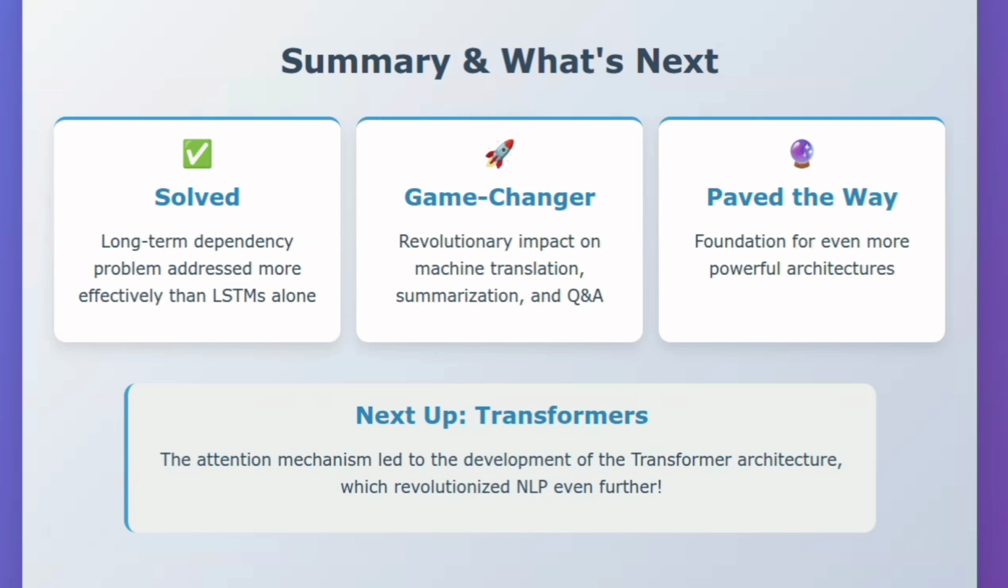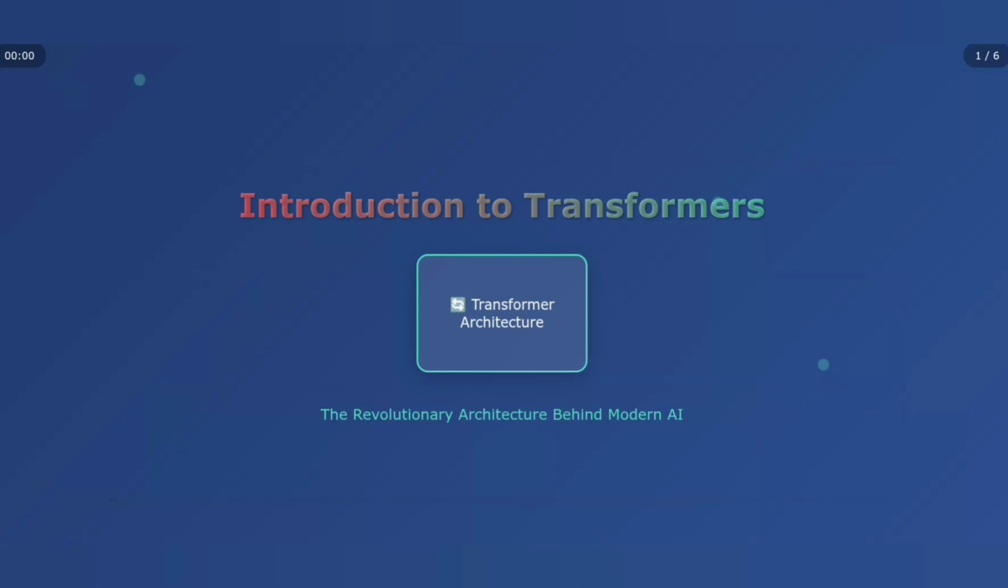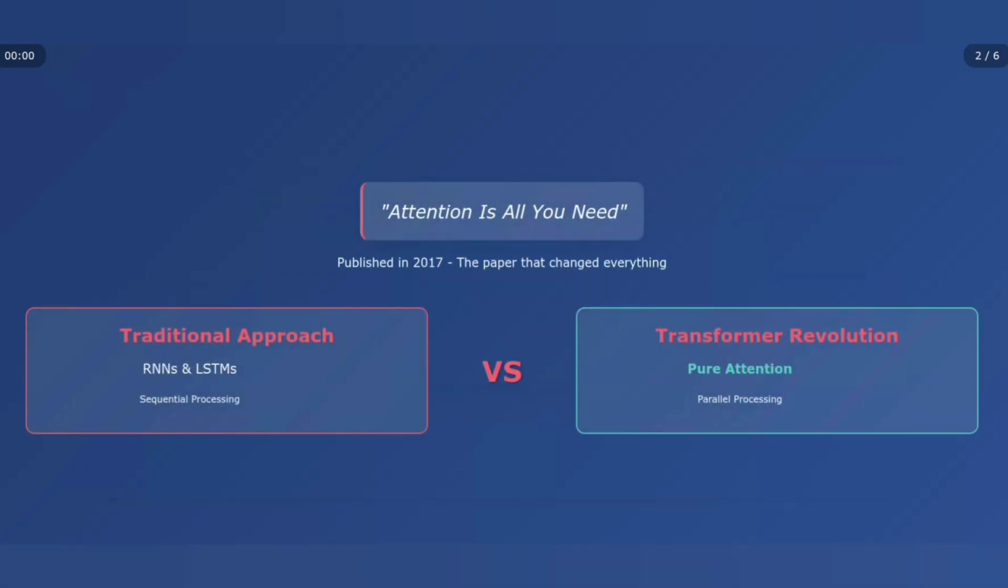The transformers. The attention mechanism we just discussed was so revolutionary that it led to a completely new architecture that transformed NLP, the transformer. This is the foundational model behind all modern large language models. The paper, Attention is All You Need, introduced the transformer in 2017.